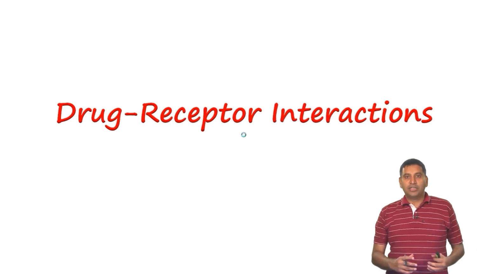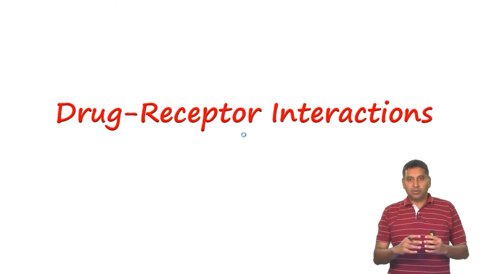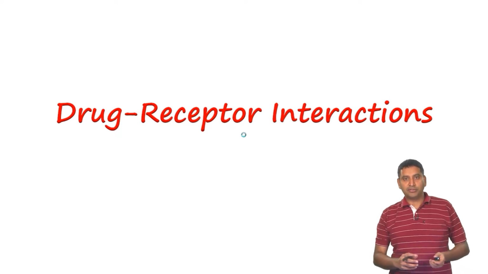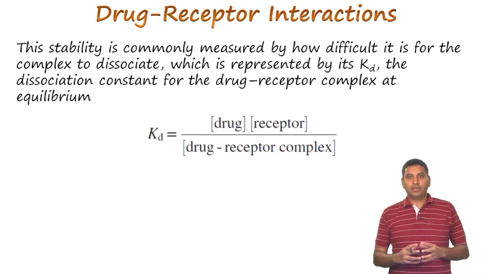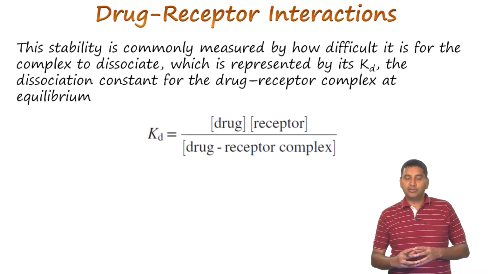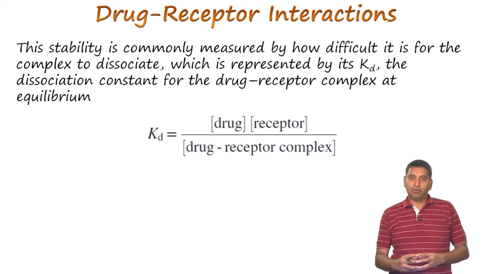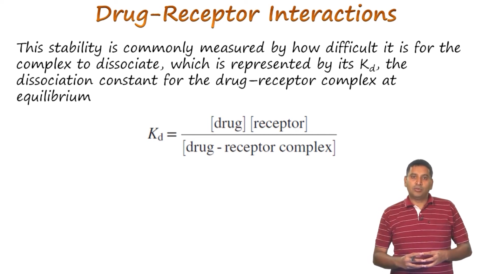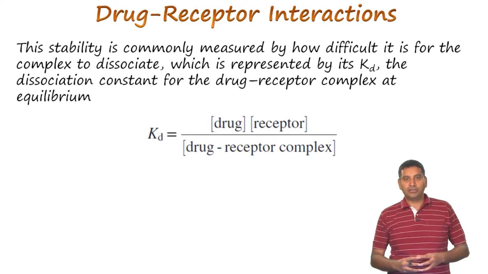Welcome back. So, in today's lecture, we are going to look at some quantitative methods to understand the drug receptor interactions. So, nature of the drug receptor interactions can be understood by trying to figure out what the stability of the drug receptor complex looks like. Okay. So, the more stable the drug receptor complex is, the more difficult it is for it to dissociate. So, in order to understand this, we need to define a term known as dissociation constant.